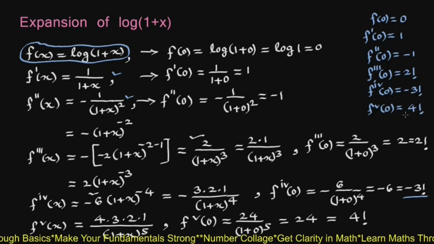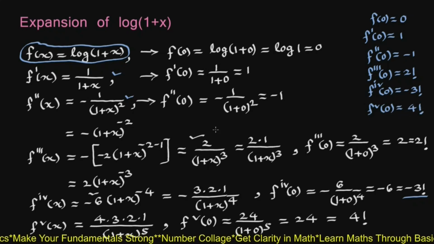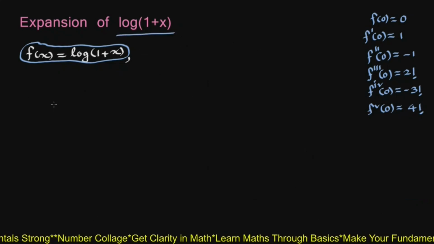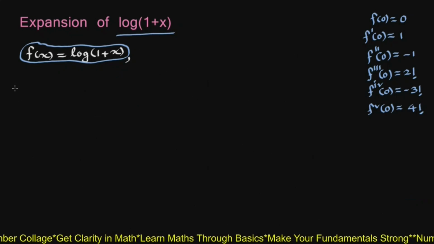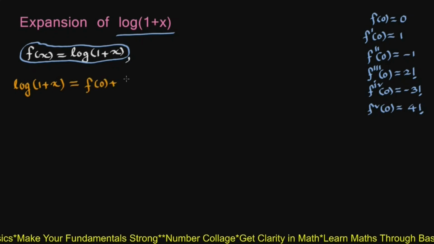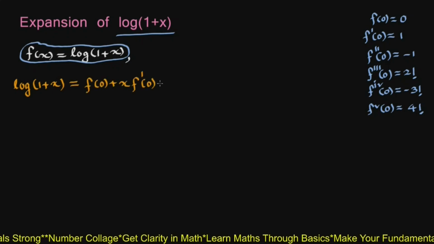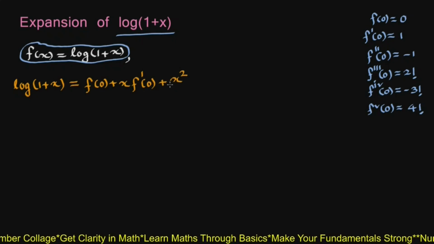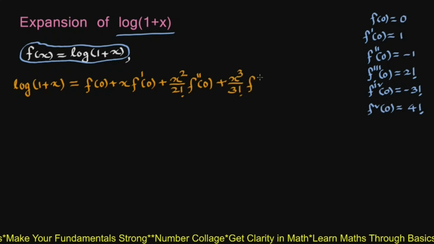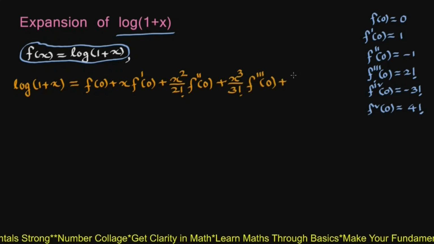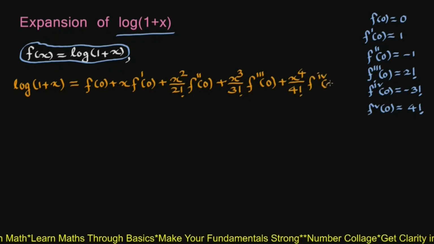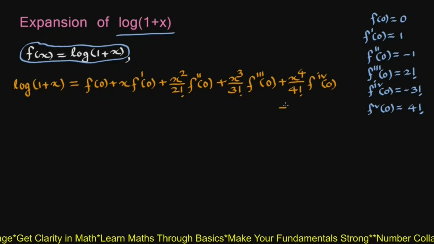Now we will substitute these values in the Maclaurin's series and find the expansion of log(1 + x). By the Maclaurin series we have f(x), that is log(1 + x), equals f(0) plus x f'(0) plus x²/2! f''(0) plus x³/3! f'''(0) plus x⁴/4! times the fourth derivative at x = 0, plus so and so forth.